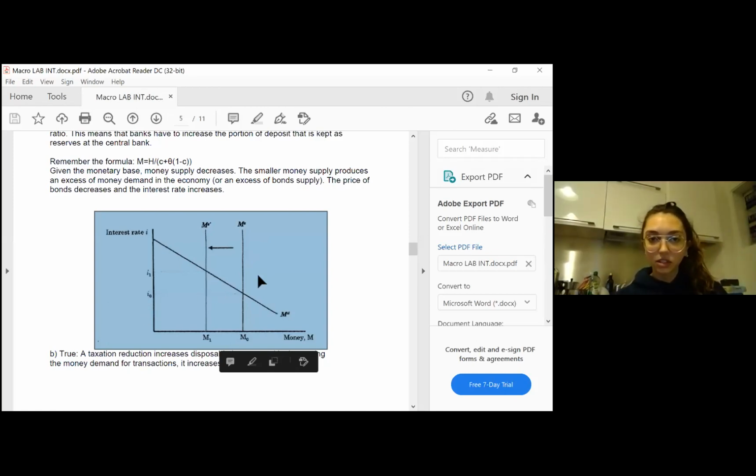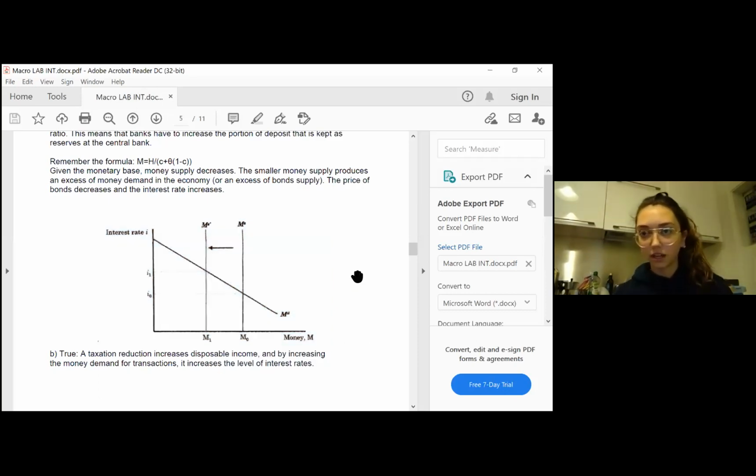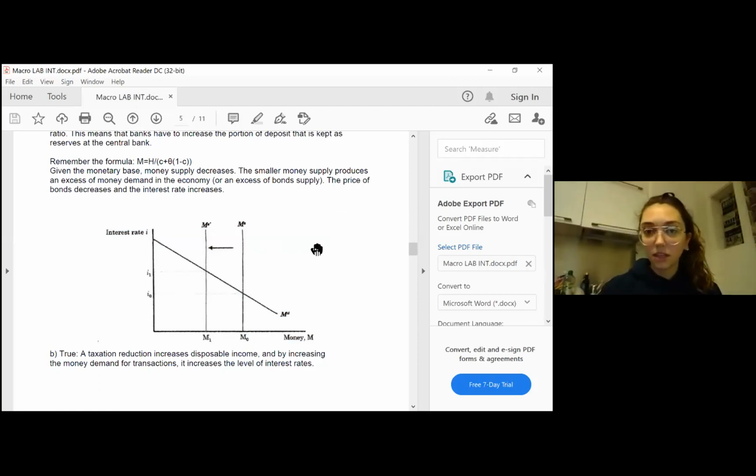By reducing taxation, you are shifting the MD, okay? And by shifting the MD, you're going to have a new equilibrium in the money market. And a new equilibrium in the money market means a new LM, sorry. So indeed, the IS is going to shift because of the taxes, but so is the LM because of this change in the money market.